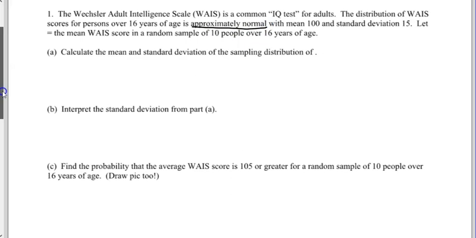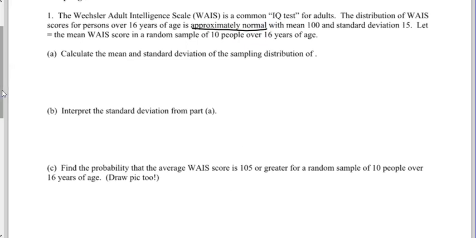That means we do not have to test for number of people in the study, because we have been told it's approximately normal. There's a mean of 100, that's important. Standard deviation of 15, that is important.